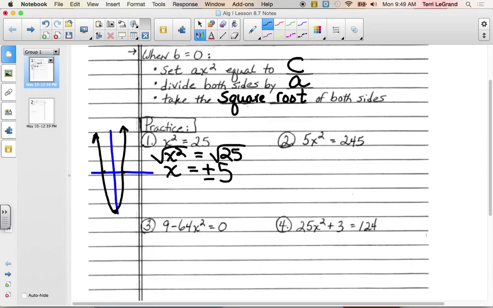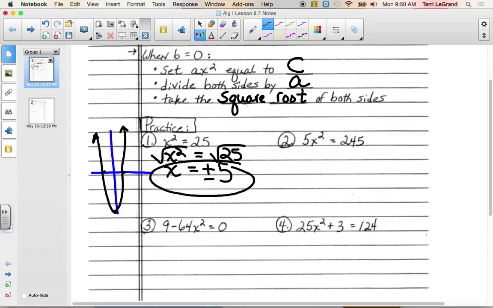There's a parabola for that one. Its solutions are positive 5 and negative 5. Its zeros are positive 5 and negative 5. So we've solved that quadratic equation. We didn't work very hard. We didn't really understand what we were doing apparently. Okay?